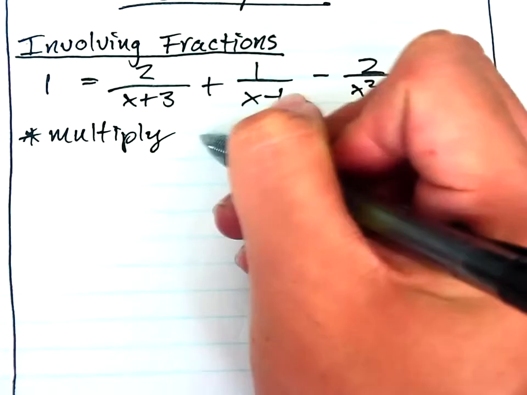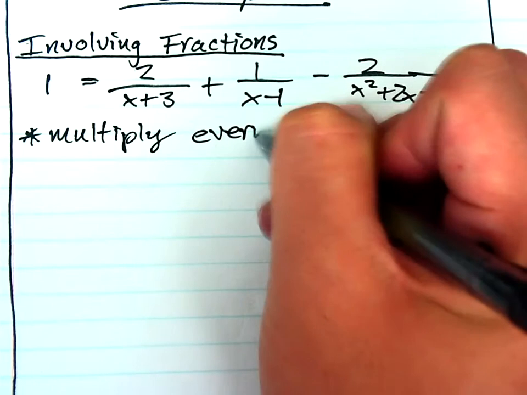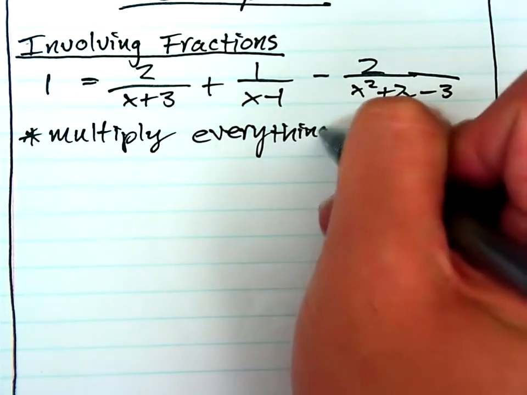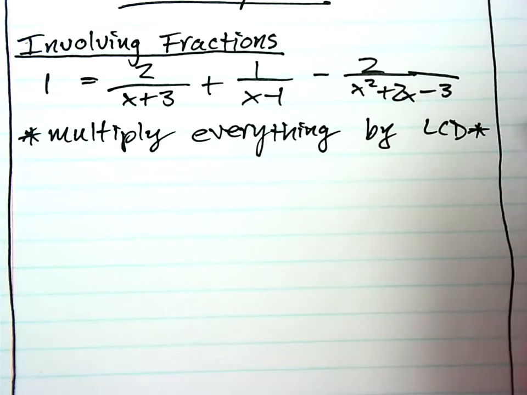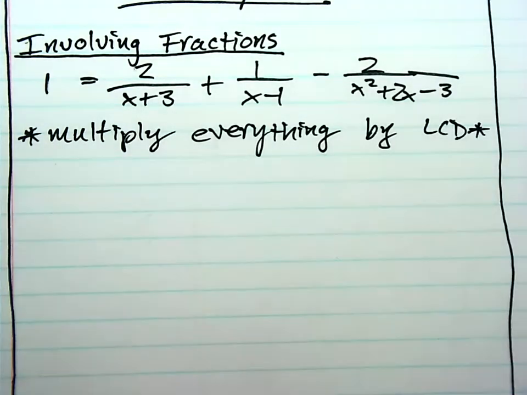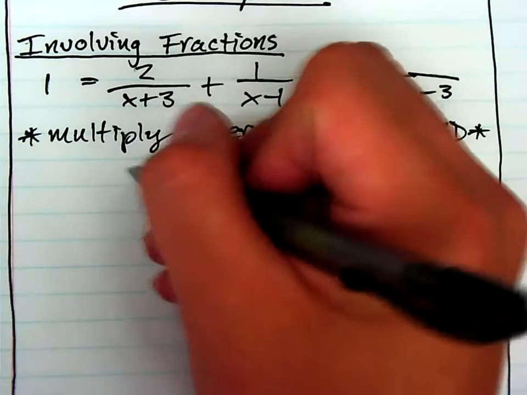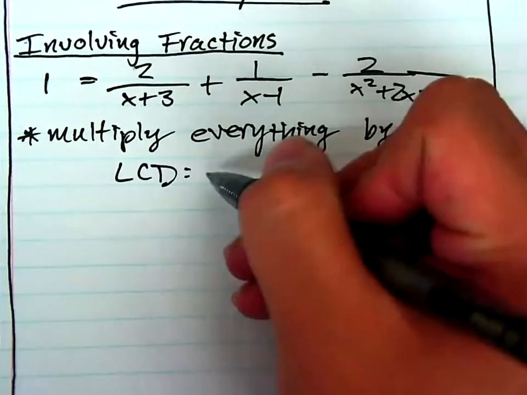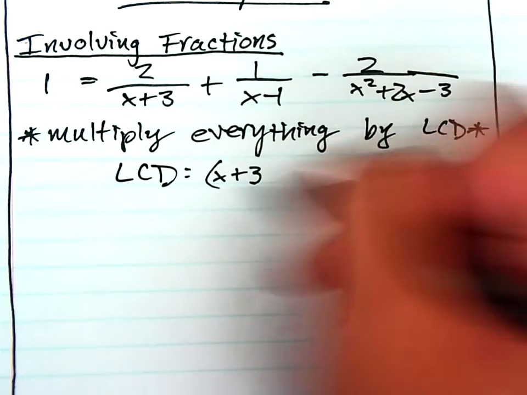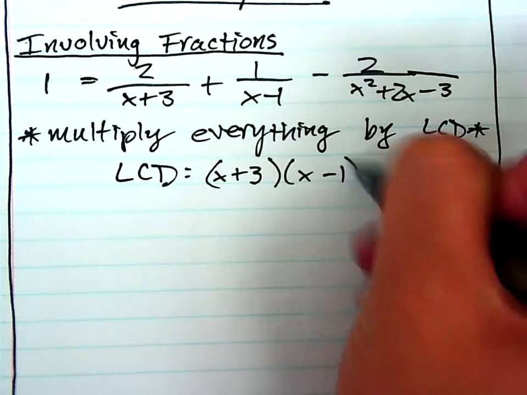So multiply everything by LCD. In some cases, your LCD is actually going to be pretty simple, but with this one, it's going to be a bit longer. So here, I see that part of my LCD has to include x plus 3. The other has to be x minus 1.